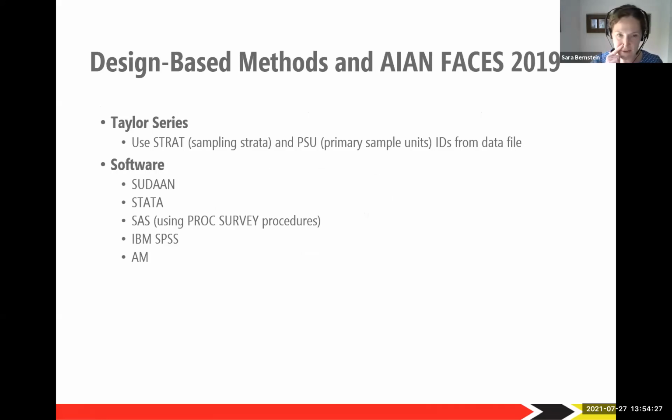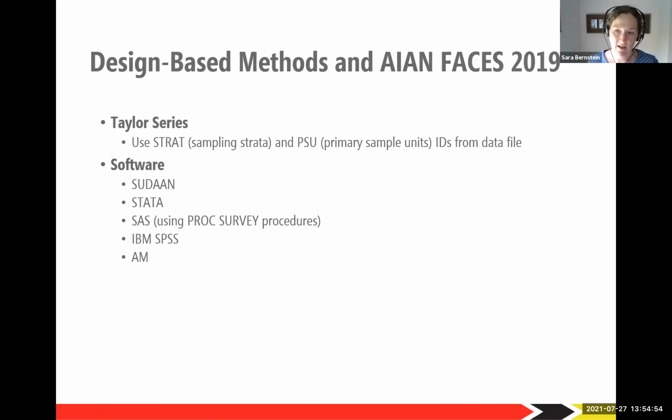Okay, so how do we do this? Section D on variance estimation in Chapter 6 of the user's manual includes specifications and code that you'd use to calculate Taylor series standard errors in Stata or SAS. Special procedures in other software packages can also be used to generate accurate estimates, and some of those packages are listed on the slide.